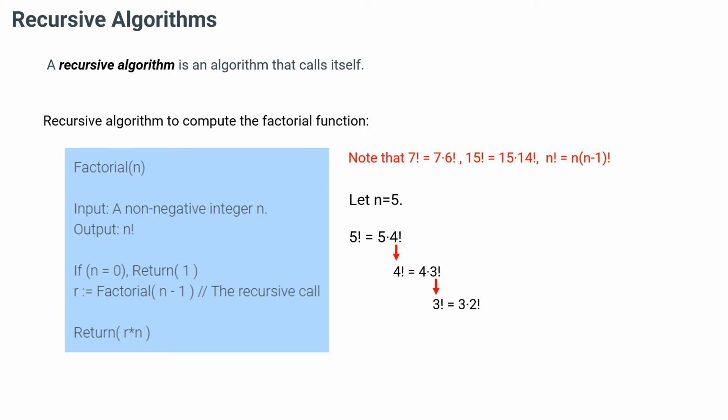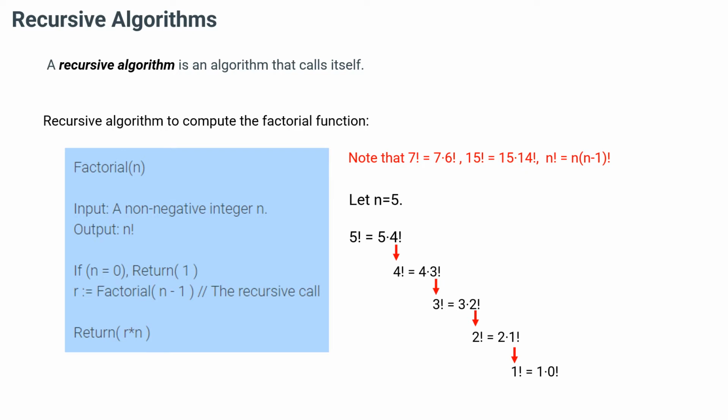But to find 2 factorial, I need to run the algorithm again, and then I would take 2 times 1 factorial to give me 2 factorial. But then I need to get 1 factorial. So 1 factorial is equal to 1 times 1 minus 1 factorial, which is 0 factorial.